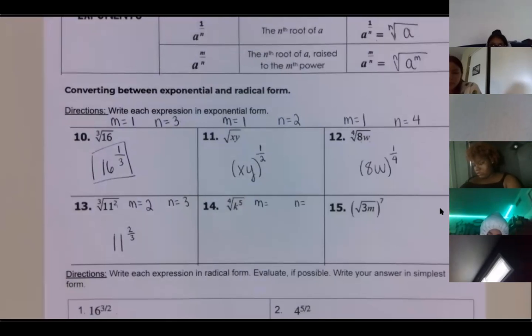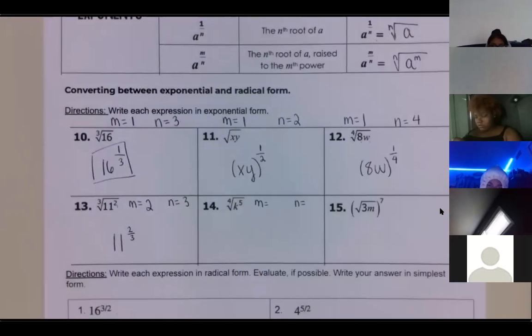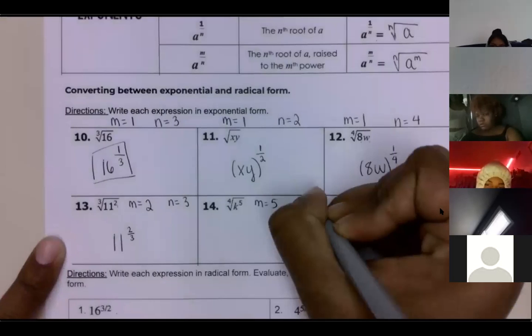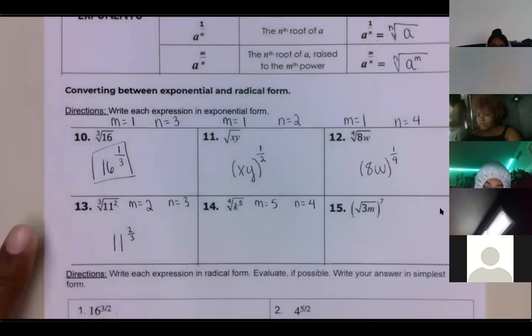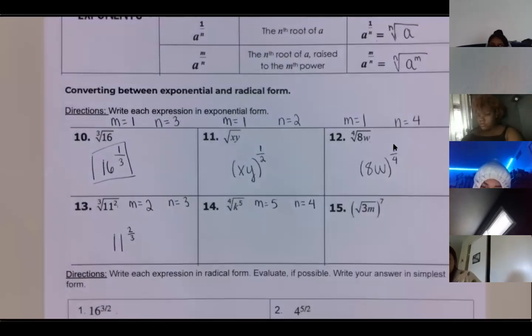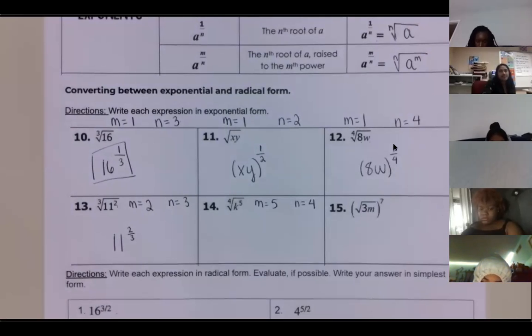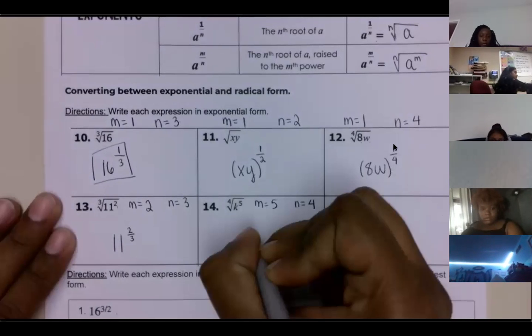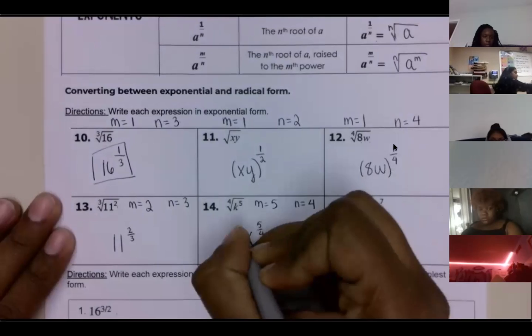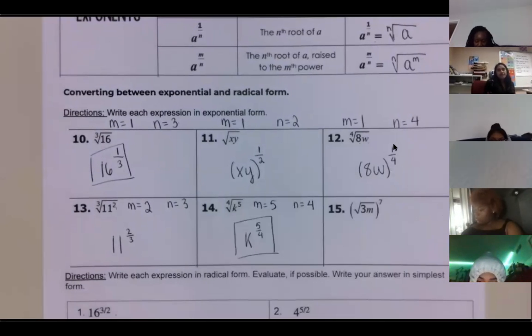The m is 4. Sorry, I couldn't hear you one more time. The m is 4, you said? Oh wait, no, opposite. 5 is m, and then the n is 4, right? Yep. All right, so what would my expression be? What do you have for me, Venus? Would it be k and then 5/4? Yep, absolutely. Good job.